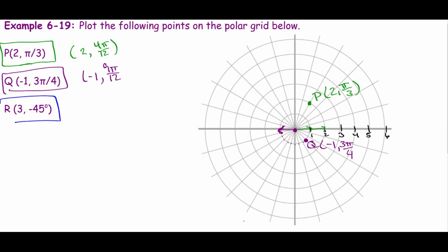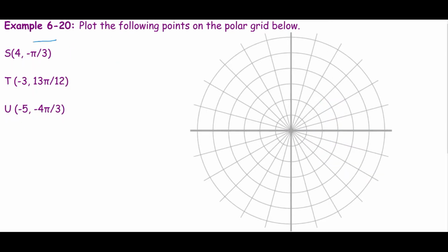Finally, here I have this point R, which is 3, -45 degrees. So I'm going to come out to 3. So 1, 2, 3. And now I have to do a negative rotation. So remember, I'm going to go clockwise instead of counterclockwise. And I'm going to go 45 degrees, remembering each of these is 15 degrees. So 15, 30, 45. So I'm going to end up here. So this is R, which is 3, -45 degrees.